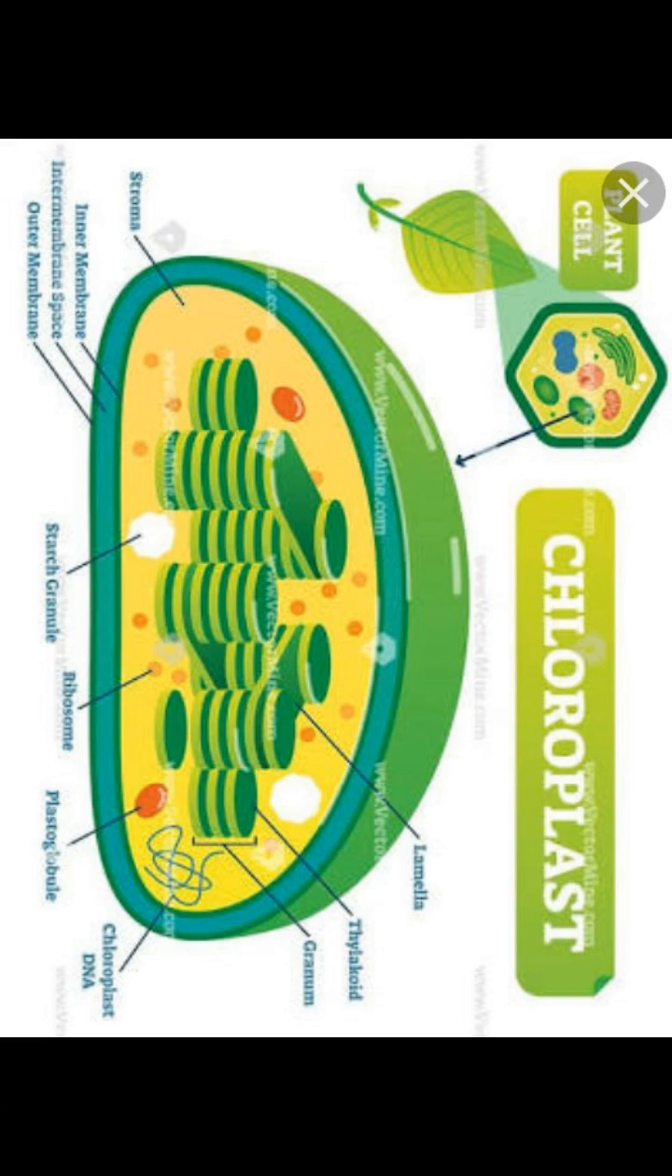synthesis. Understand? Since the ribosomes are present in the stroma, proteins can be synthesized. Then, since the enzymes are present in the stroma, carbohydrates can be synthesized with the help of chlorophyll, which is present in the thylakoids. Understand?